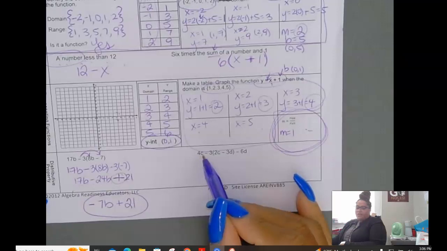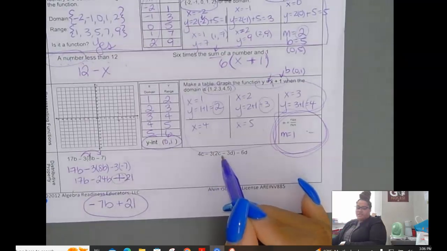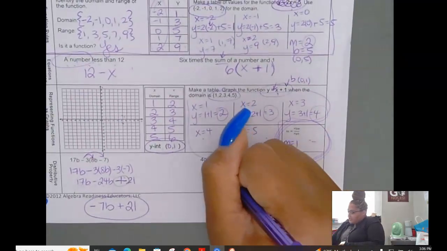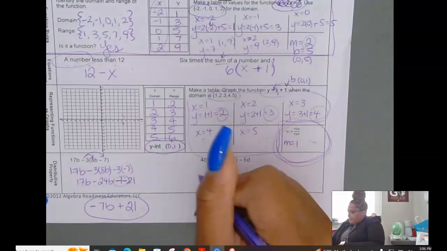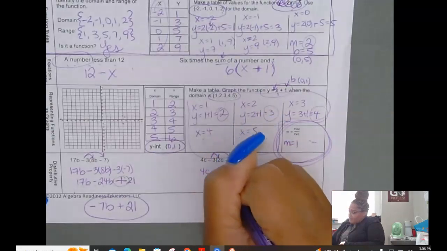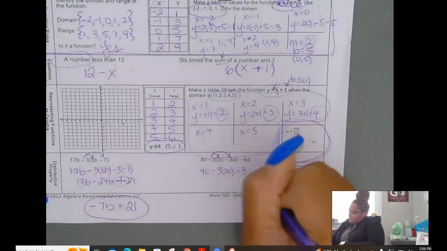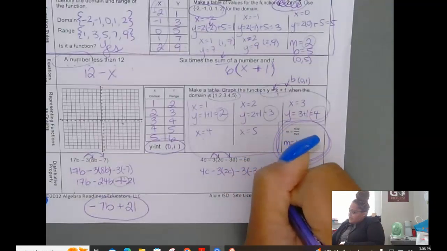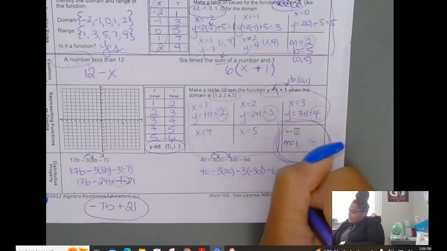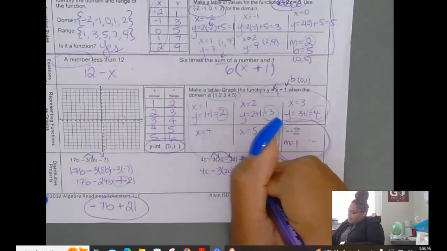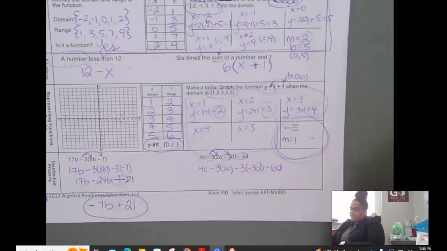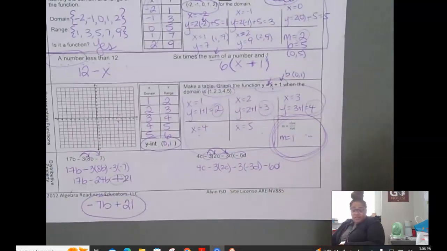Over here, I've got 4c minus 3 times 2c minus 3d. This 3 is going to get multiplied by everything in here. 4c minus 3 times 2c minus 3 times negative 3d minus 6d. This is a negative 3. This is a negative 6. This is a negative 3. Watch your signs or you can easily mess up.